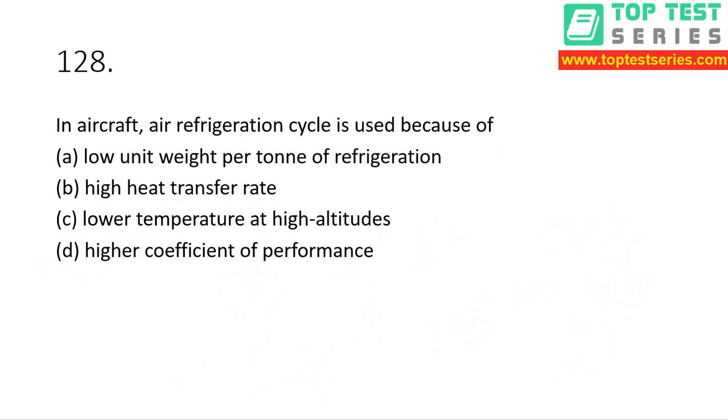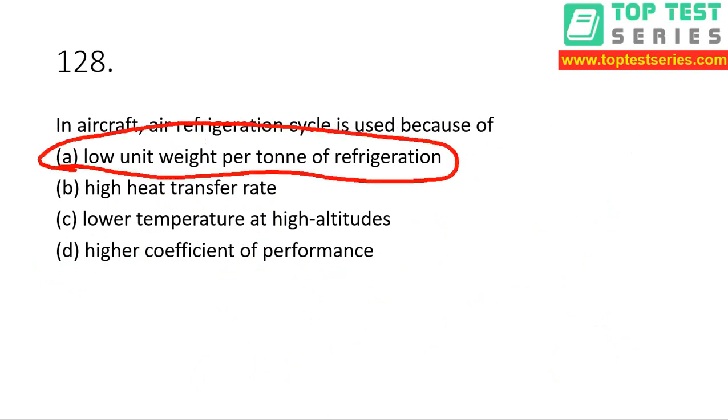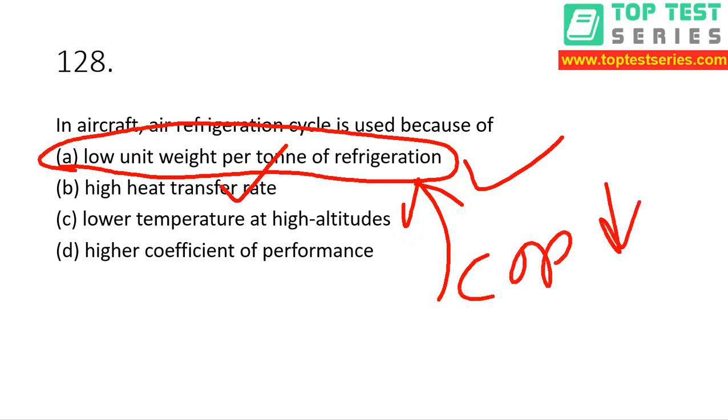Question number 128. In aircraft, the air refrigeration cycle is used because of, my dear, obviously low weight per ton of refrigeration. It is the correct answer indeed, no problem in that. But the thing is that, my dear, nowadays we are not using air as refrigerant. The reason is so simple. The COP of this refrigerant is very less. That is why it is costly.